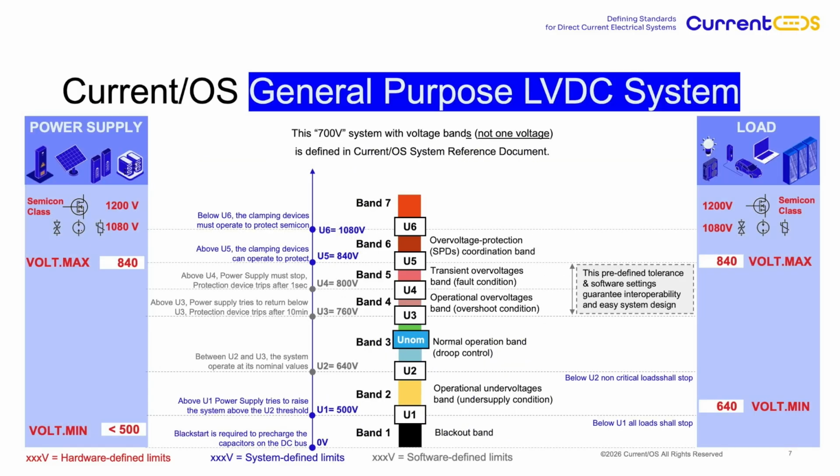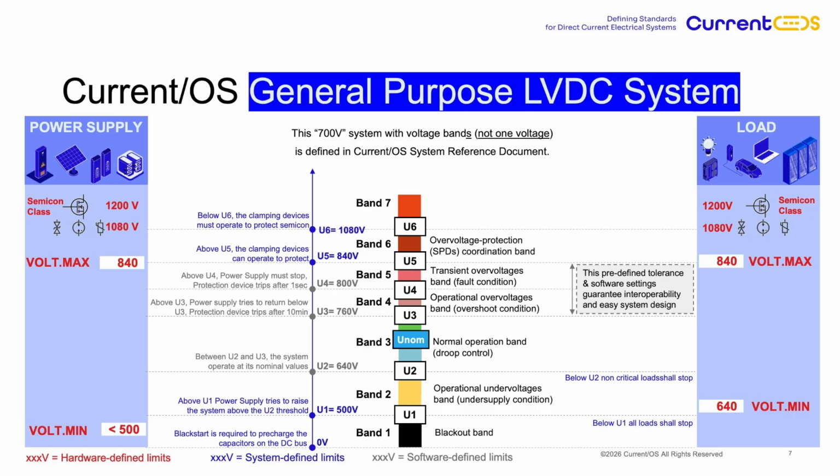To address this, Current OS has defined a number of voltage bands, necessary to ensure proper coordination between the different products connected to the system and to guarantee their correct operation. This is why defining the voltage of a system cannot be reduced to a single value, but instead requires an entire set of distinct voltage bands. Defining a voltage isn't about agreeing on a single number, it's about defining ranges, or bands, as we say. Why talk about voltage bands? First, it's necessary to define a nominal band, the band within which the system operates indefinitely.